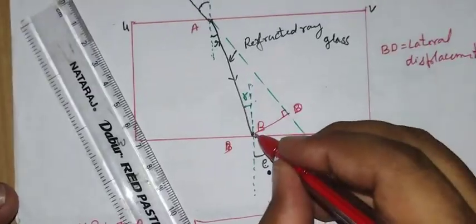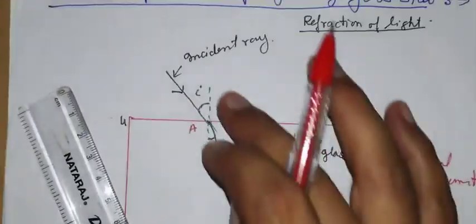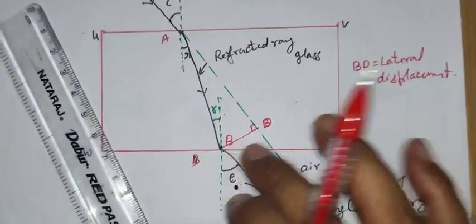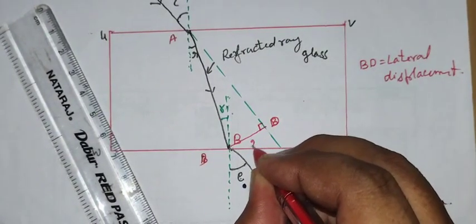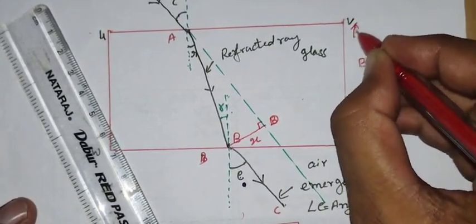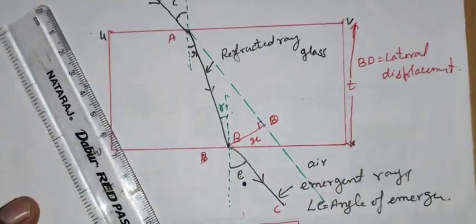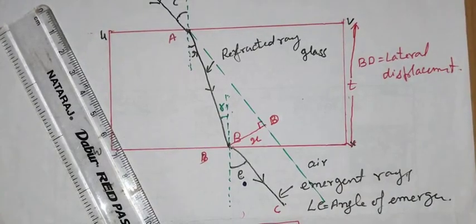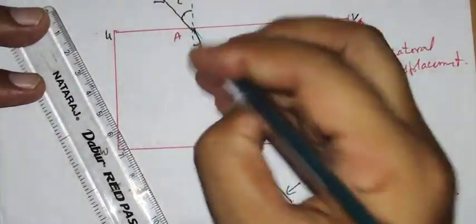Here this is the emergent ray and this is the incident ray. The distance between the emergent ray and incident ray is called lateral displacement. This lateral displacement is denoted by X. Let small t denote the thickness of the glass slab. Now some attachment here in the diagram. This normal proceeds downward.